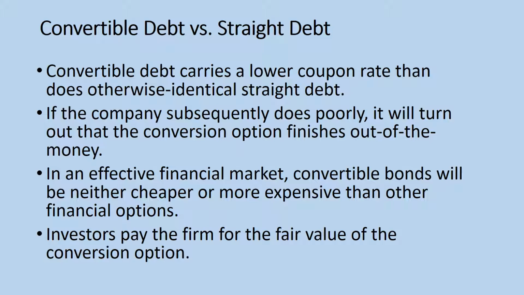Convertible debt versus straight debt. Convertible debt carries a lower coupon rate than does otherwise identical straight debt. If a company does poorly, it will turn out that the conversion option finishes out of the money. In an efficient financial market, it doesn't matter. Convertible bonds do not mean they will be cheaper or more expensive than any other financial option. Investors pay the firm for the fair value of the conversion option.